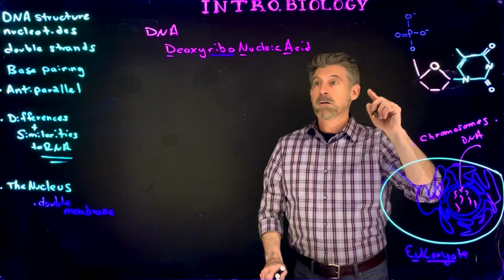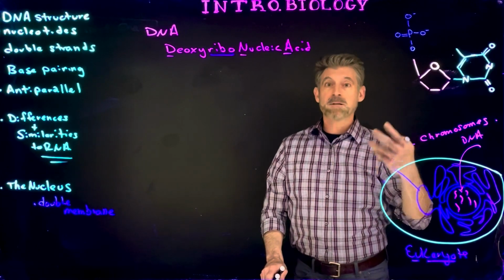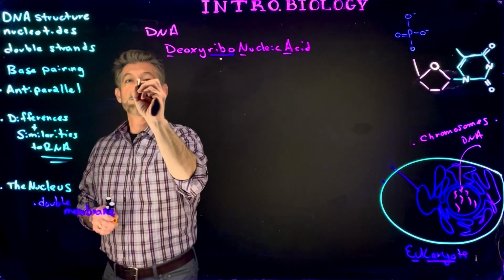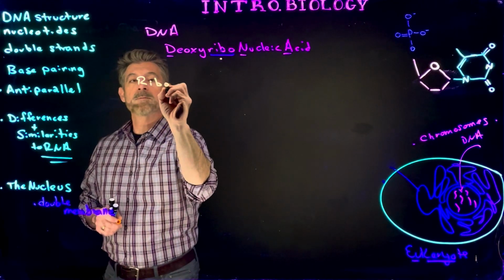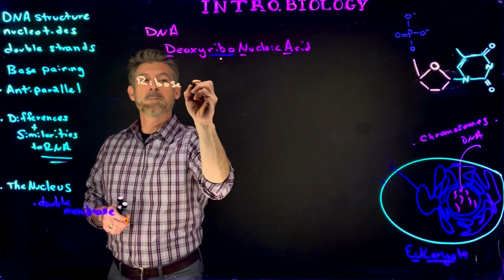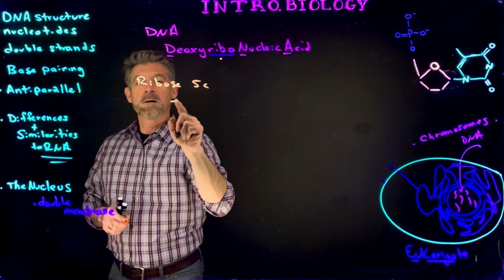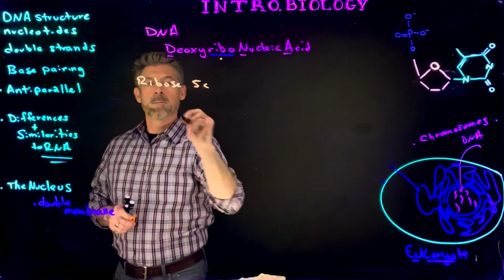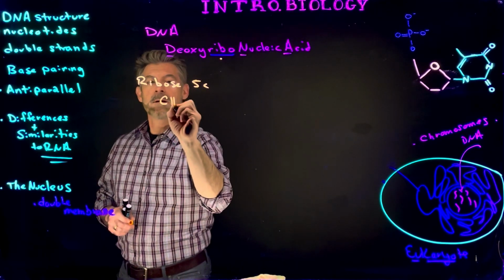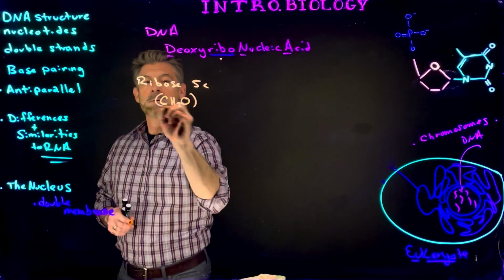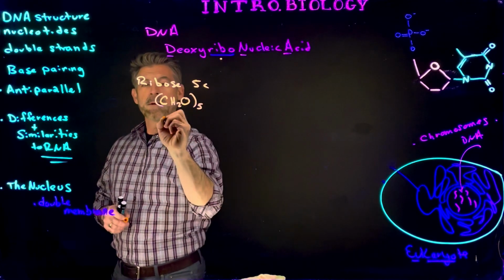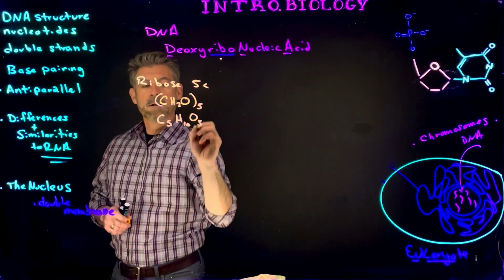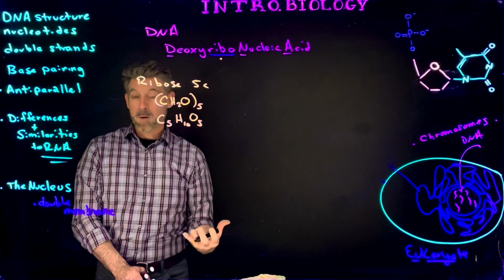A sugar, remember, is made up of carbons, oxygens, and hydrogens. The sugar ribo we're talking about here is really a sugar called ribose, which is a 5-carbon sugar. Remember the formula for a carbohydrate was CH2O with an n, and this would be 5. So that would be 5 carbons, 10 hydrogens, 5 oxygens. So that's ribose, the sugar.